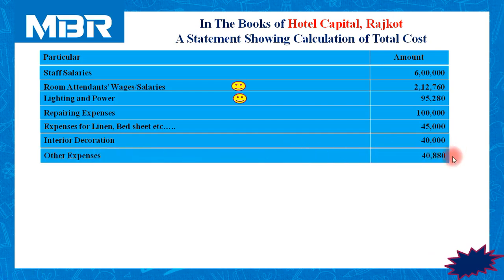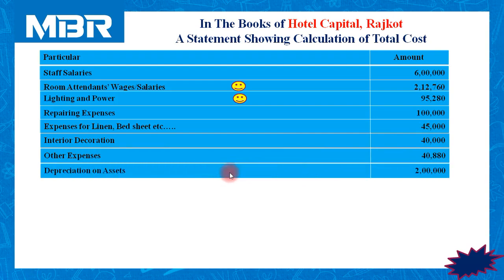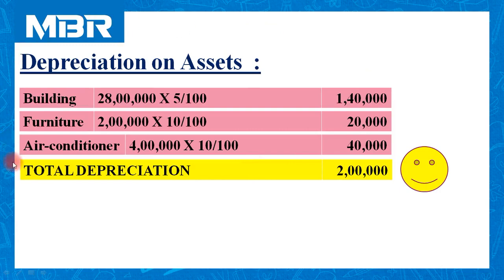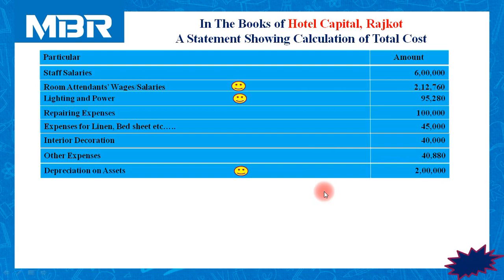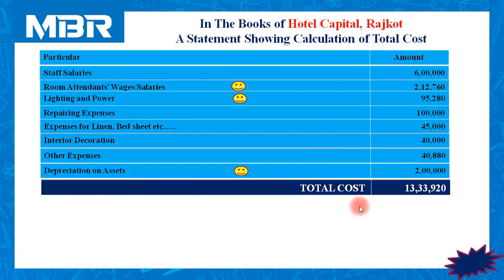Other expenses 40,880. Depreciation on assets 2 lakhs. As we have completed calculation of depreciation earlier, let us check this calculation. At the end of the calculation, we have derived the figure of rupees 2 lakhs as total depreciation. So total cost of Hotel Capital Rajkot is 13 lakhs 33,920.